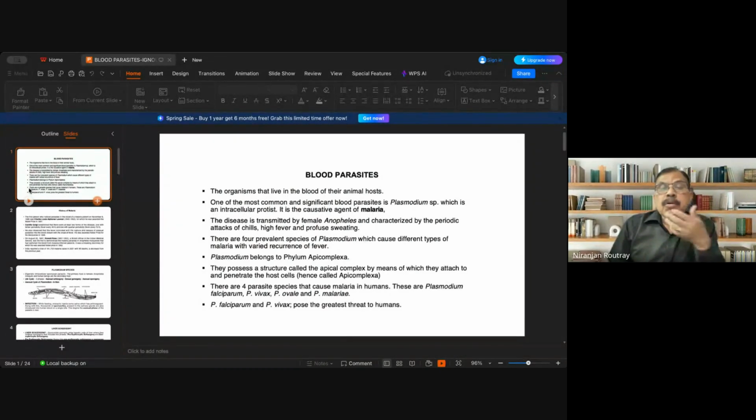Now, they belong to the phylum Apicomplexa, as you know, and have already been mentioned, that they have a very complex means by which they attach for the completion or for the penetration within the host tissue.